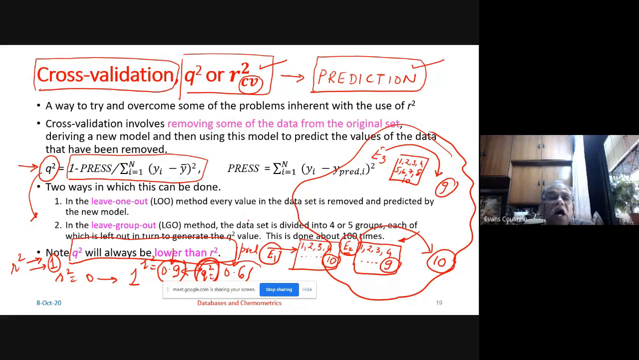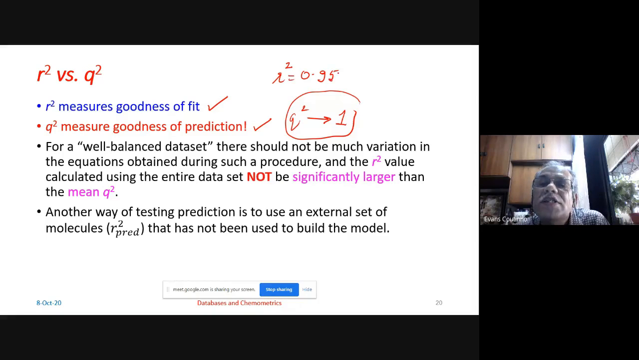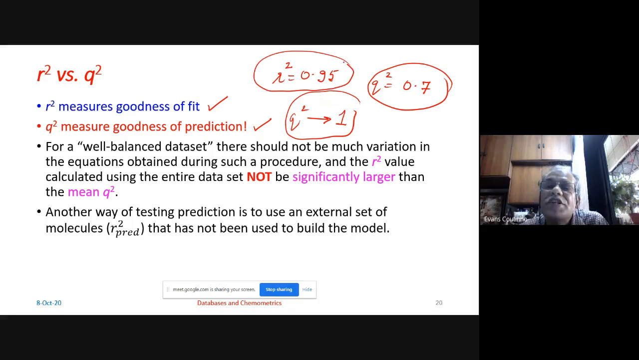Remember that R square is goodness of fit and Q square is goodness of prediction. So you would obviously tell me that Q square should be able to predict the activity of all the molecules very, very well, and like R square, Q square should approach 1. But this practically never happens. Usually Q square is always much smaller than R square. Think about this and ask yourself: why is Q square always smaller than R square? If I have a model where R square is equal to 0.95, generally the Q square will turn out to be 0.7. It will always be smaller.